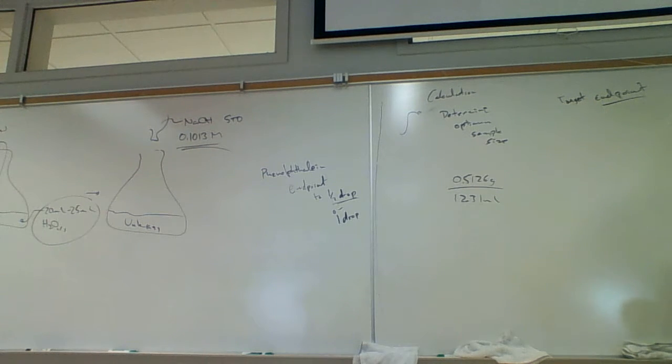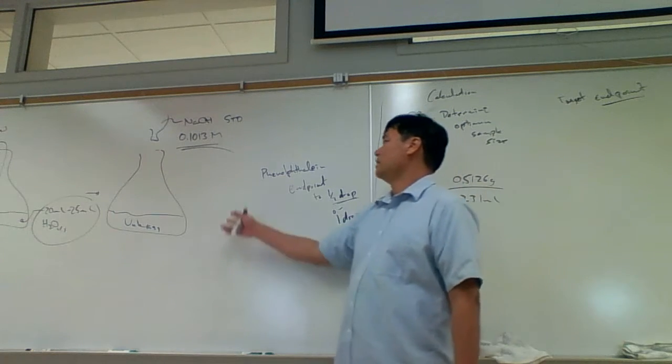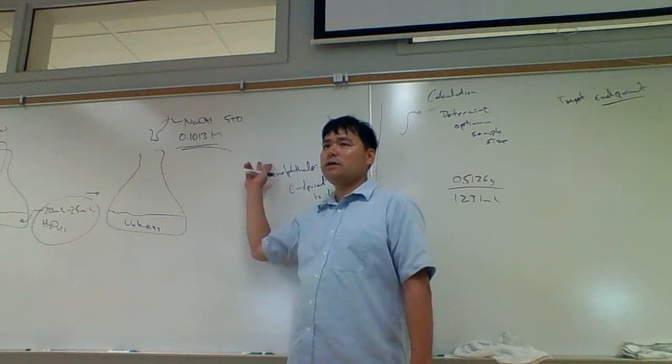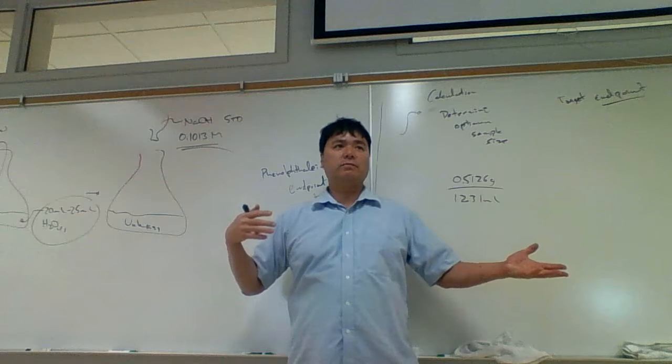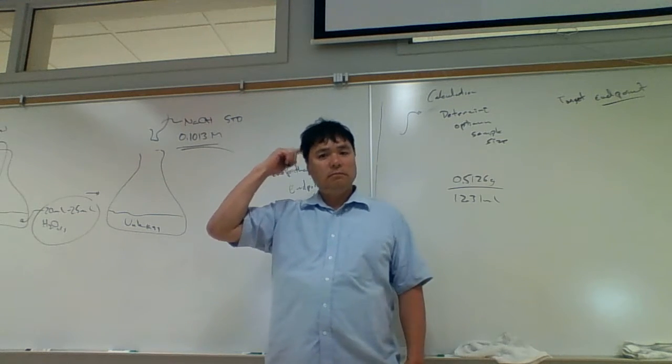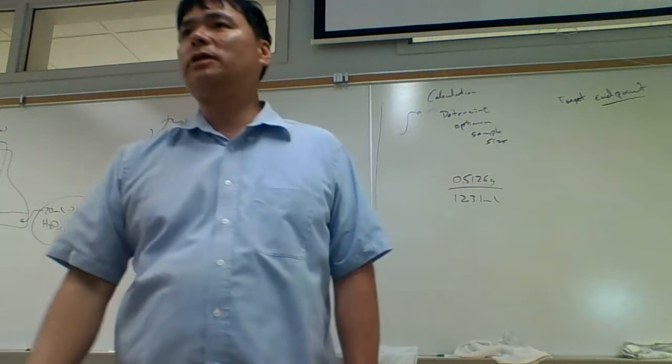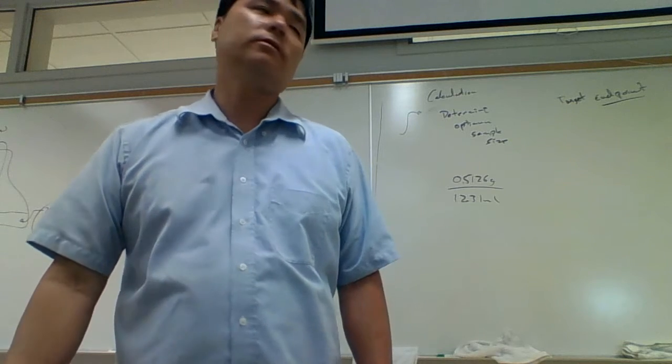Endpoint is just a generic term. It could be for any kind of titration. It could be a redox titration. It could be an acid-base titration. It's used in all titrations, endpoint. These are some common vocabulary for titration: standard, standardization, endpoint, equivalence point. The endpoint is where the indicator changes color and need not be phenolphthalein.